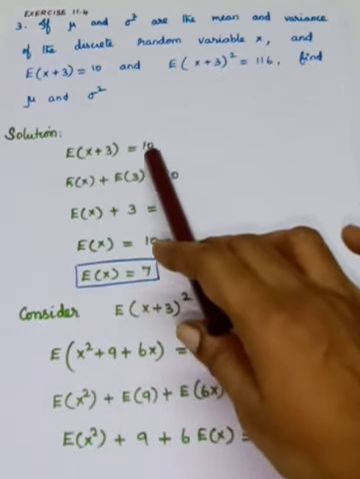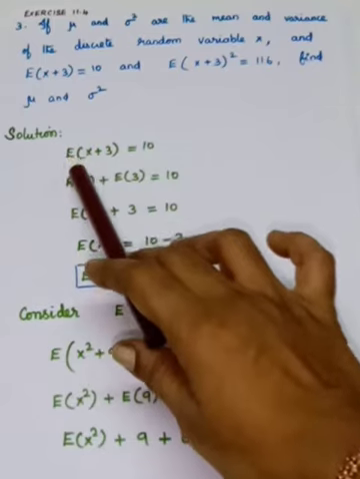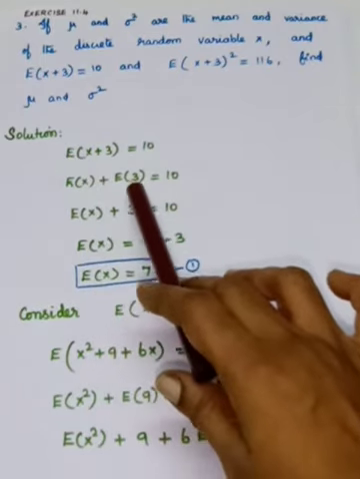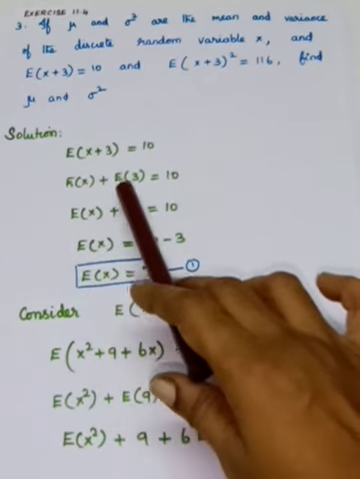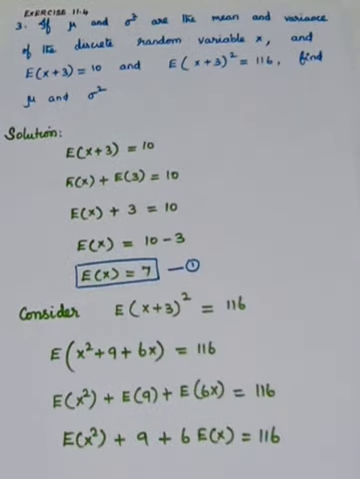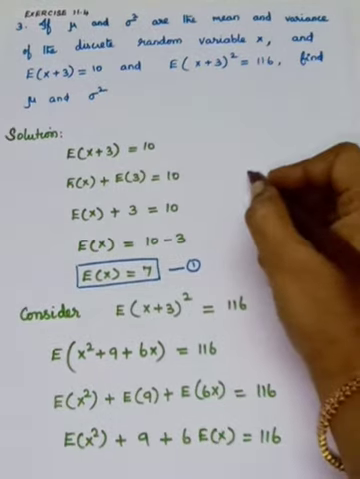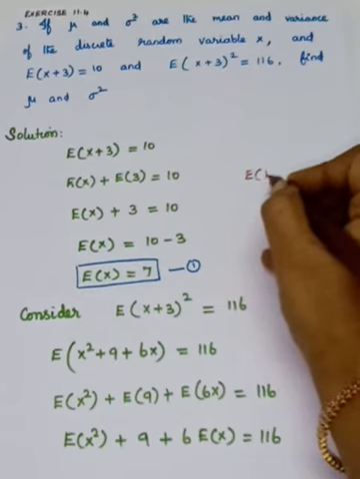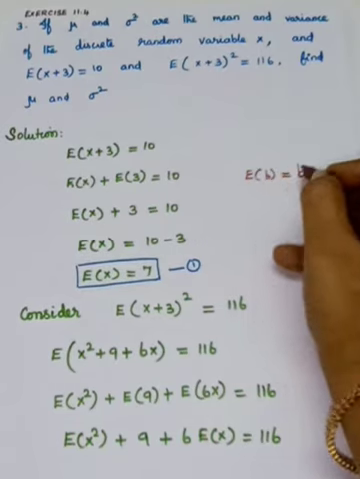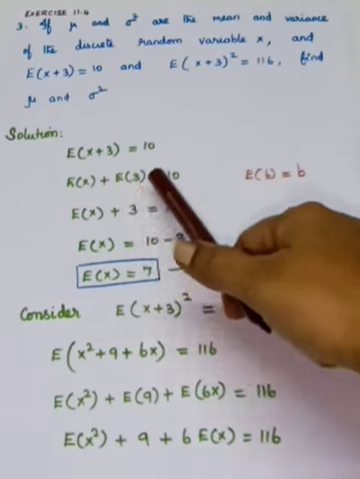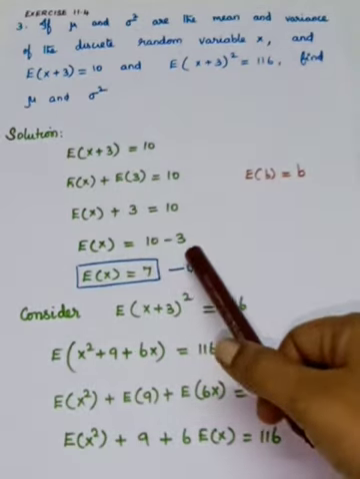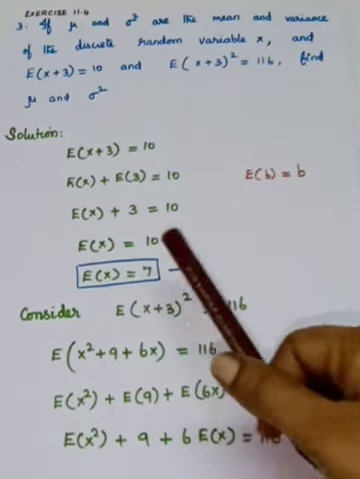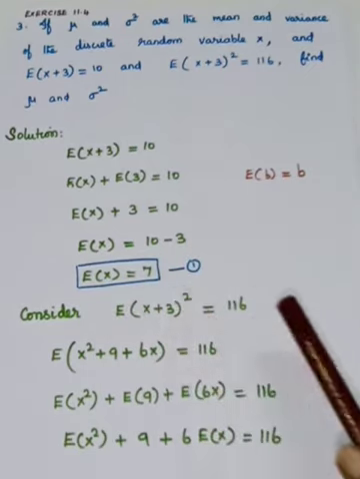E of (x plus 3) is equal to 10. So it can be written as E of x plus E of 3 is equal to 10. So E of x you have to write as it is. E of 3, that is E of b, is equal to b. We have learned E of b is equal to b. So therefore, 3 is a constant, so E of 3 is equal to 3. That is equal to 10. So 3, when you take it to the right side, it is minus 3. 10 minus 3 is equal to 7. So we have found E of x is equal to 7.